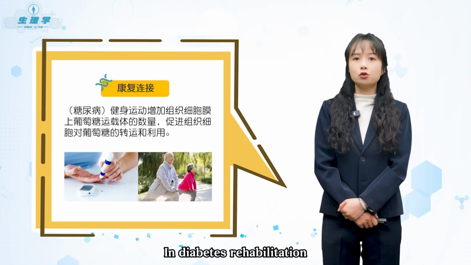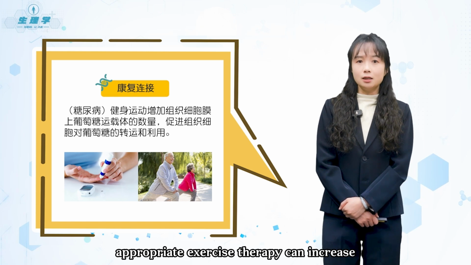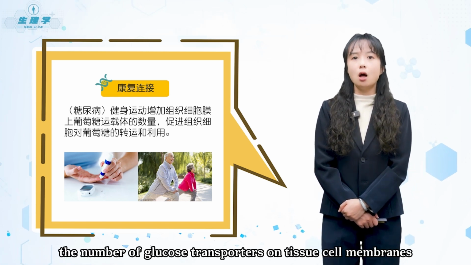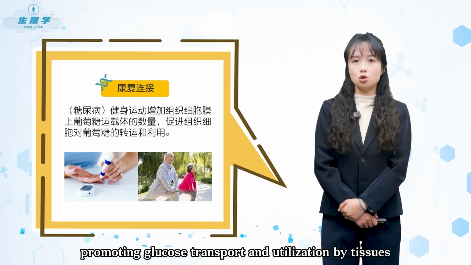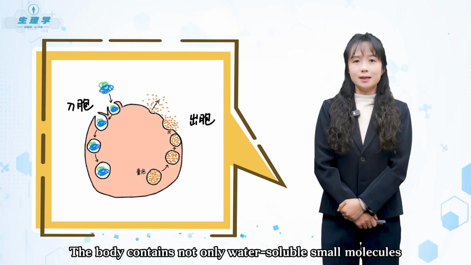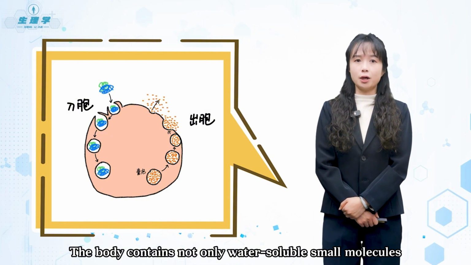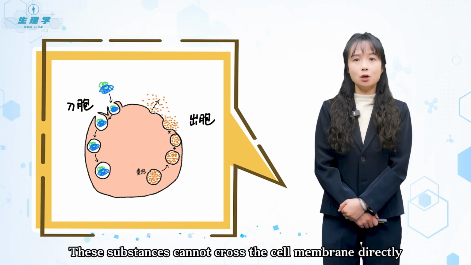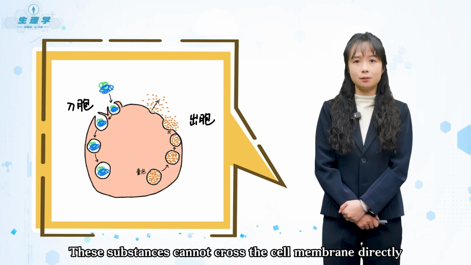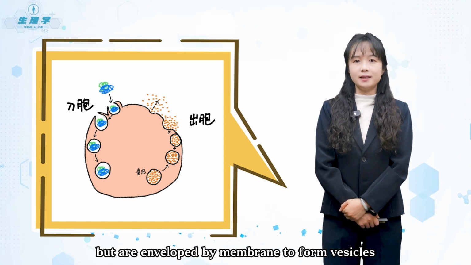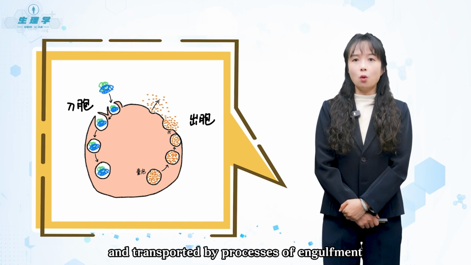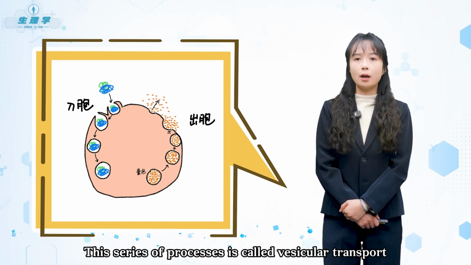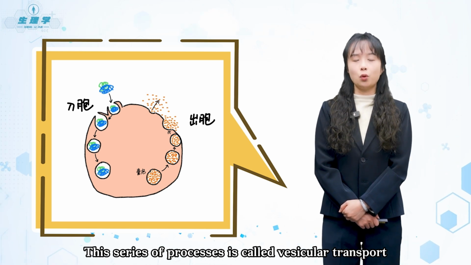In diabetes rehabilitation, appropriate exercise therapy can increase the number of glucose transporters on tissue cell membranes, promoting glucose transport and utilization by tissues. The body contains not only water-soluble small molecules, but also many insoluble large macromolecules. These substances cannot cross the cell membrane directly, but are enveloped by membrane to form vesicles, and transported by processes of engulfment, membrane fusion, and membrane fission. This series of processes is called vesicular transport.